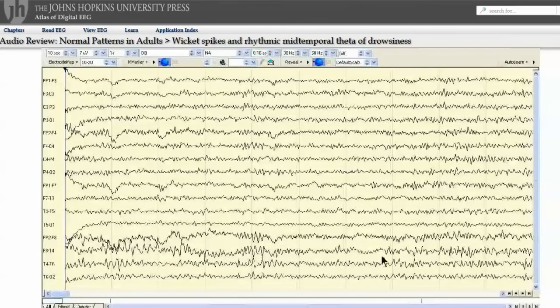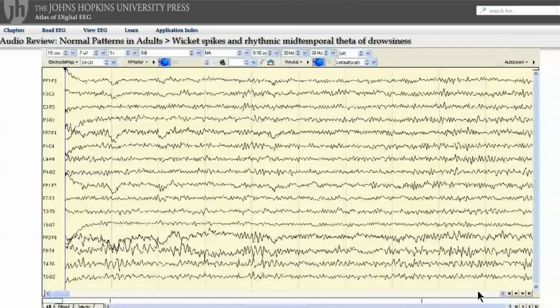You can see an example of this to the far right of this 10-second segment. Some of these notch patterns, when slower and occurring during drowsiness, appear as rhythmic mid-temporal theta during drowsiness and have been called the psychomotor variant. In older populations, when they are more arcuate and more posterior over the parietal regions, they have been named wicket spikes because of their resemblance to the wickets used in croquet.